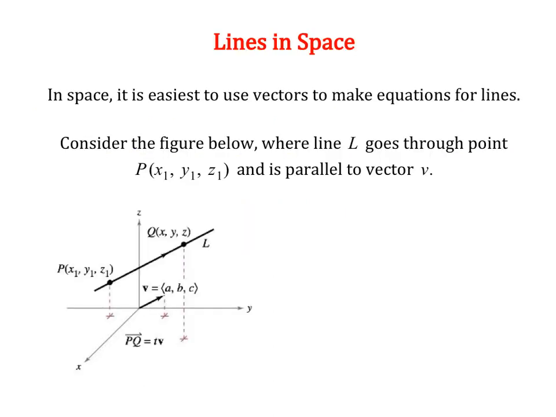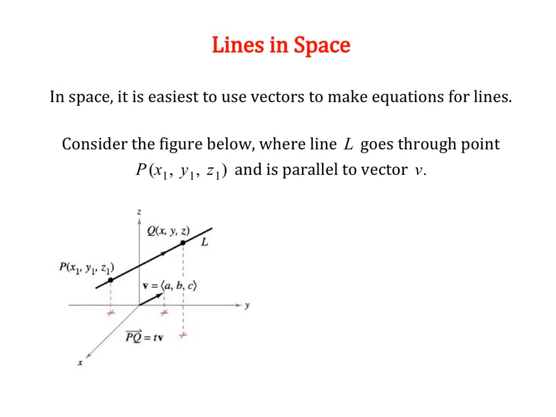So the first thing we're going to talk about is how to make an equation of a three-dimensional line in space. For these, there are formulas to do this, but I want you to understand where the formula comes from. I do want to point out that we are going to be using vectors to make these equations, and we're actually going to have a parametric set of equations.